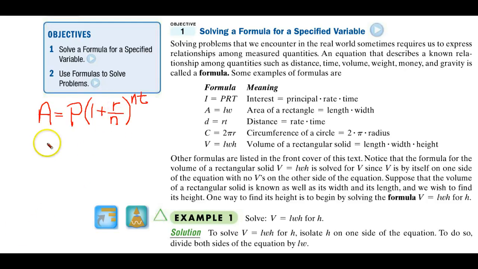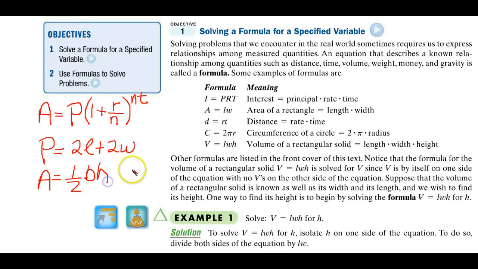Okay, and another one that you may be familiar with, perimeter of a rectangle, 2 lengths plus 2 widths. And a formula for area of a triangle is 1/2 the base times the height. And put a little triangle there. Okay, and this is for a rectangle. We used that in the last section.